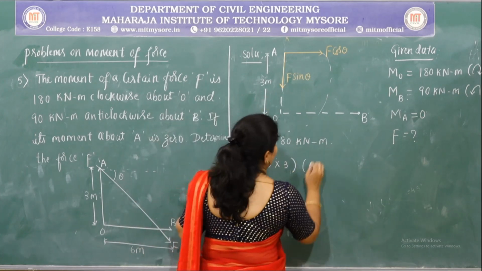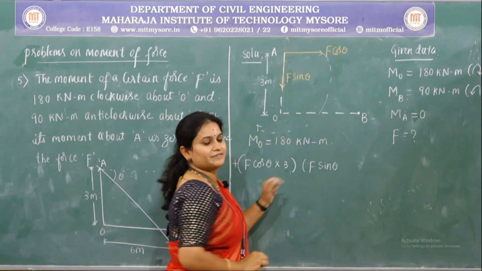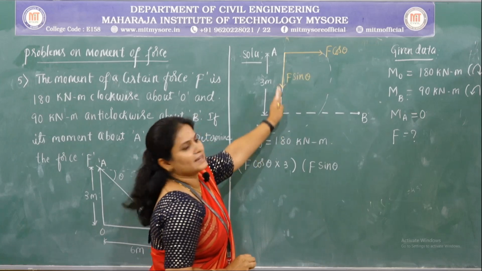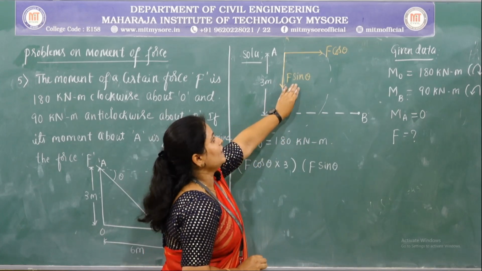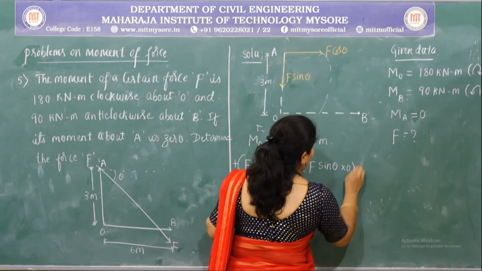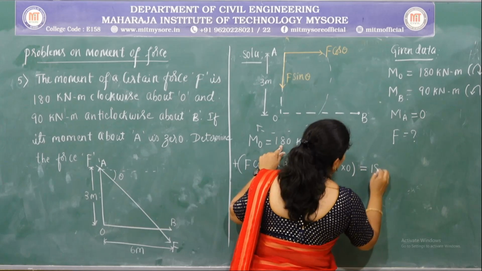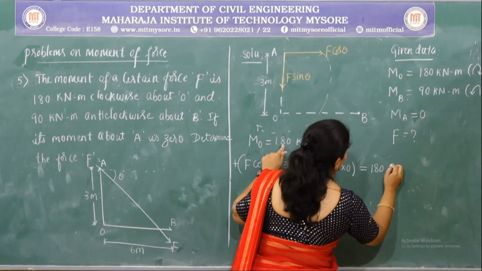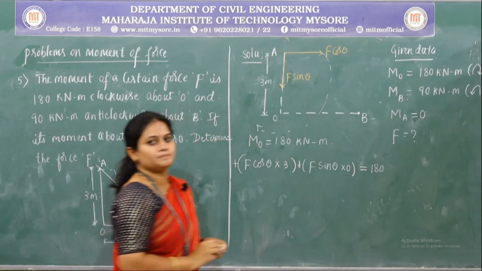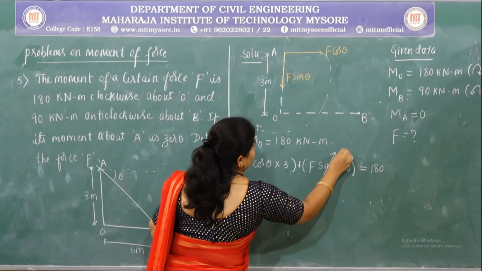Again here, the vertical component, that is F sin theta, and the point are in the same line. So that's why this force is not going to produce any moment. So this is equal to the moment, 180. Now on solving, this will become 0.